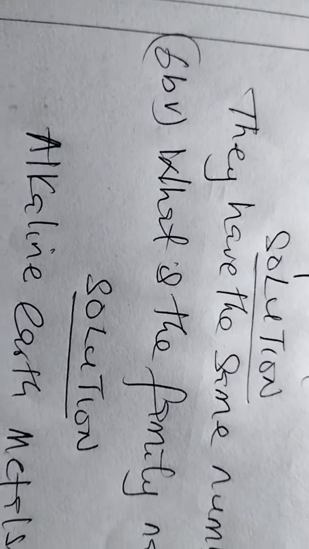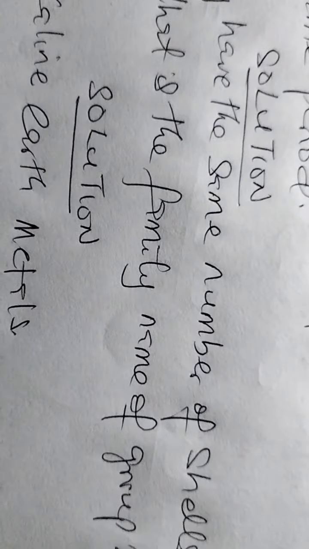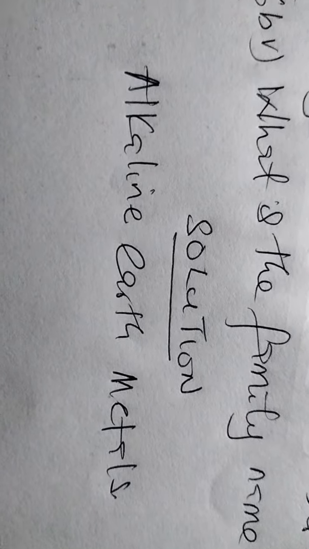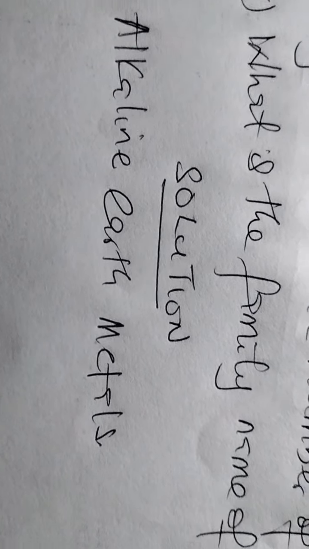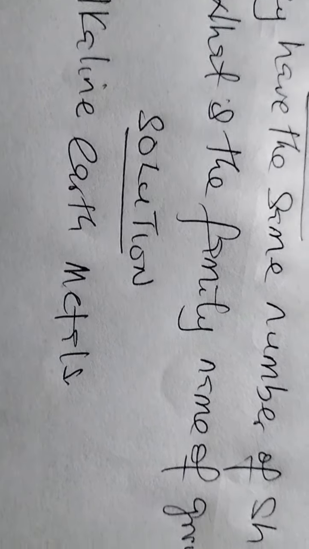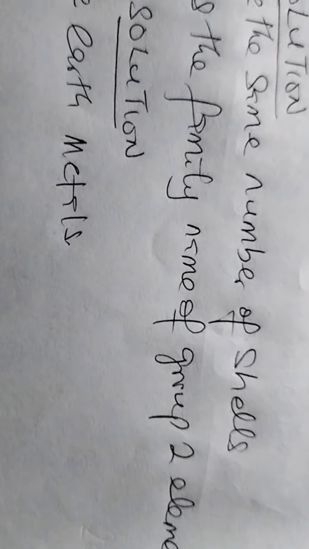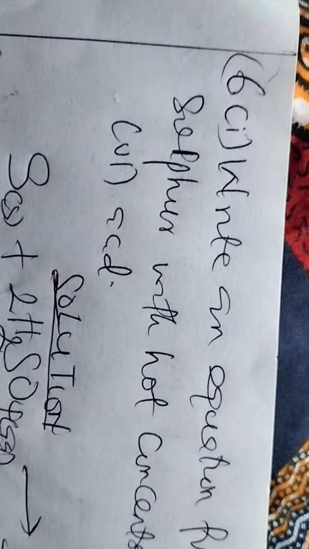6BV. What is the family name of group 2 elements? Solution: we call them the alkaline earth metals. The alkaline earth metals. That's the family name for group 2 elements. Alkaline earth metals.